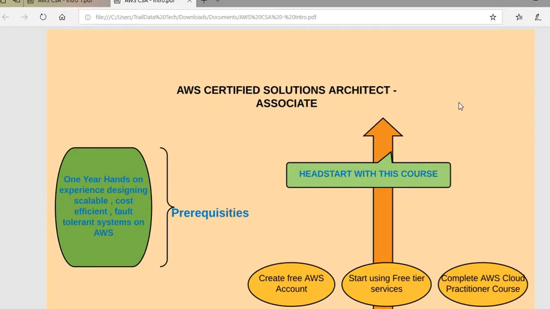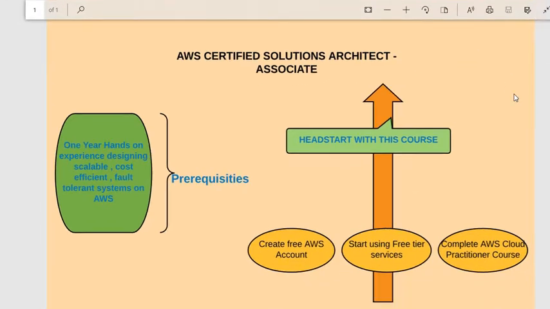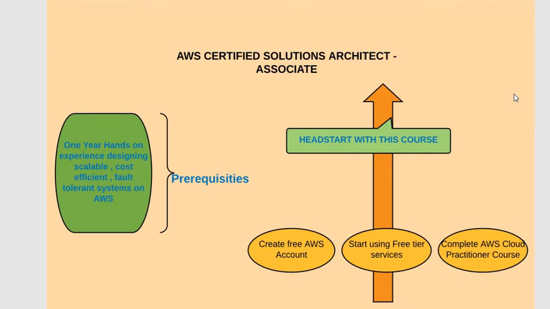So, as you can see on my screen, you should have hands-on experience designing scalable, cost-efficient, fault-tolerant systems on AWS. That means AWS recommends that you should at least have hands-on experience creating virtual servers through Amazon EC2 and other products and services, and it should be there for at least 1 year. You should be working in AWS.